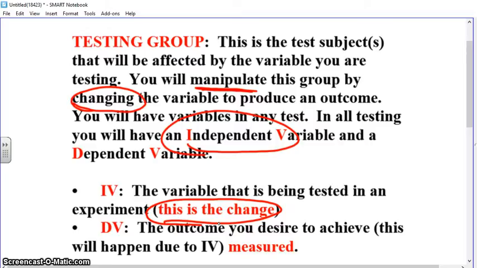Okay. All right. So what we could change are the liquids, or substances. There we go. I love it.